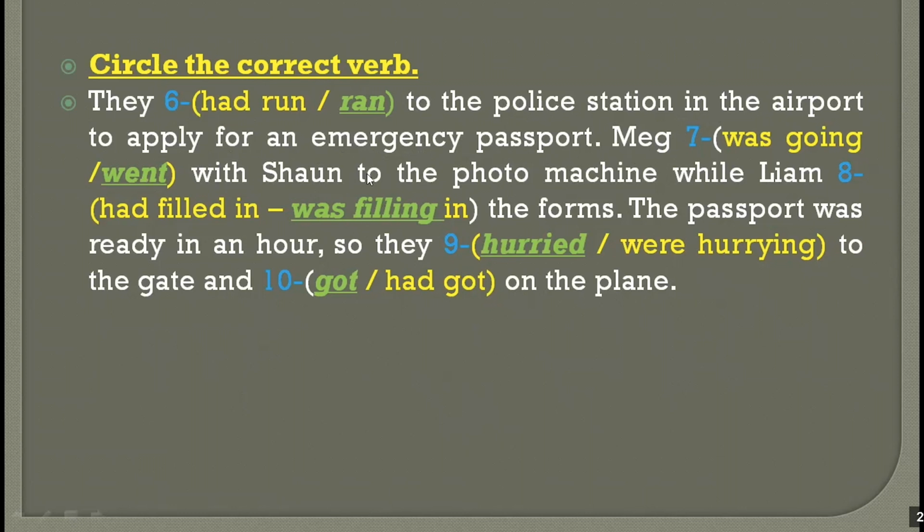Meg went with Sean, past simple, to the photo machine while Liam was filling in the forms. So she went with Sean, and at the same time, Liam was filling in the forms. The passport was ready in an hour, so they hurried, past simple, to the gate and got on the plane, past simple.